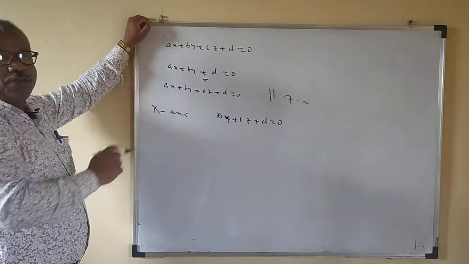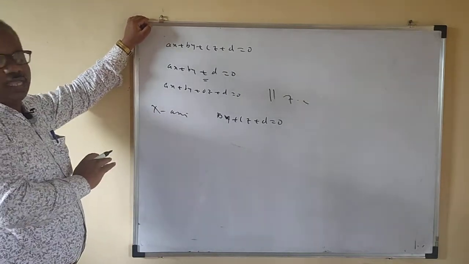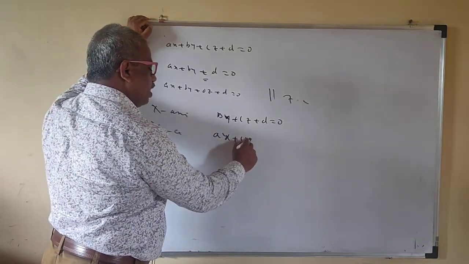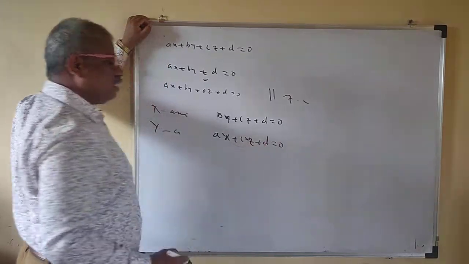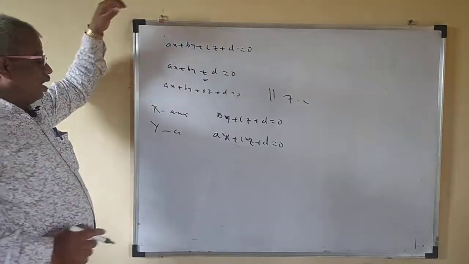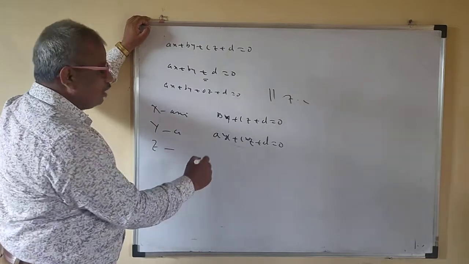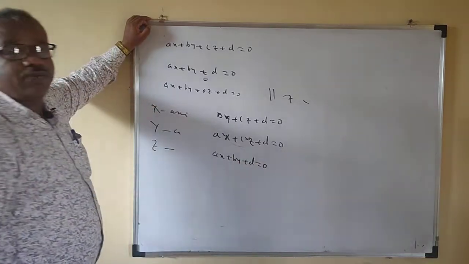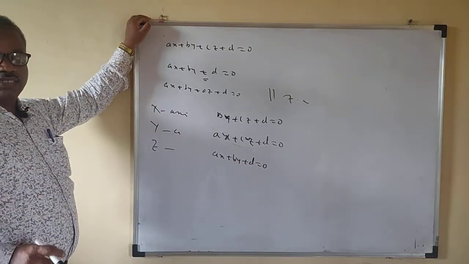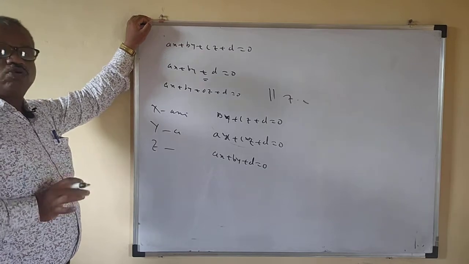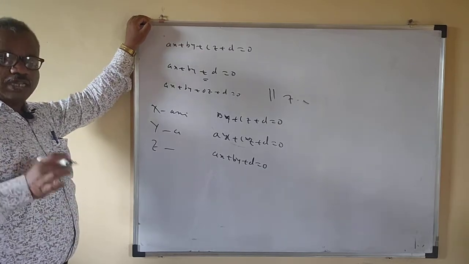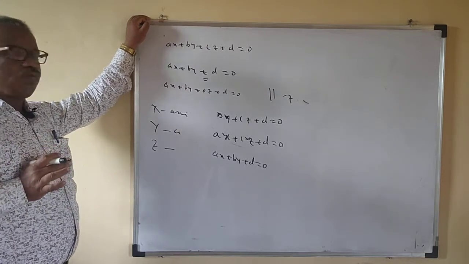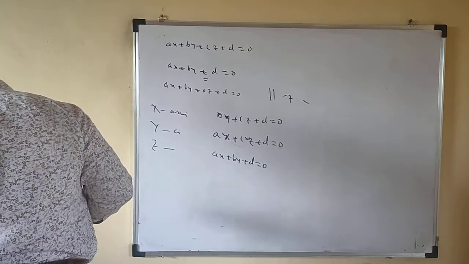So if your plane is parallel to x axis, there is no term in x. For y axis, it is of the form ax + cz + d = 0. This is the plane which is parallel to y axis, and the plane parallel to z axis is ax + by + d = 0. This is the equation of a plane which is parallel to z axis. If your plane is parallel to z axis, then the coefficient of z is 0. If your plane is parallel to y axis, then the coefficient of y is 0. If your plane is parallel to x axis, then the coefficient of x is 0. So note this.